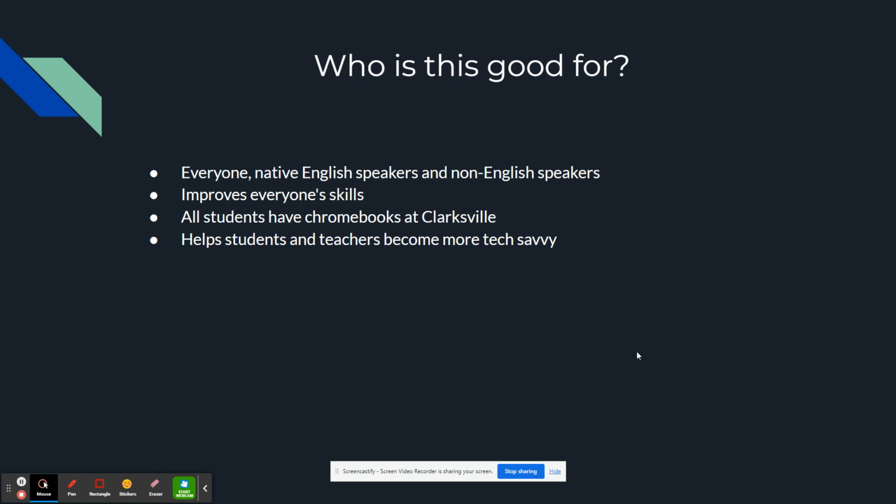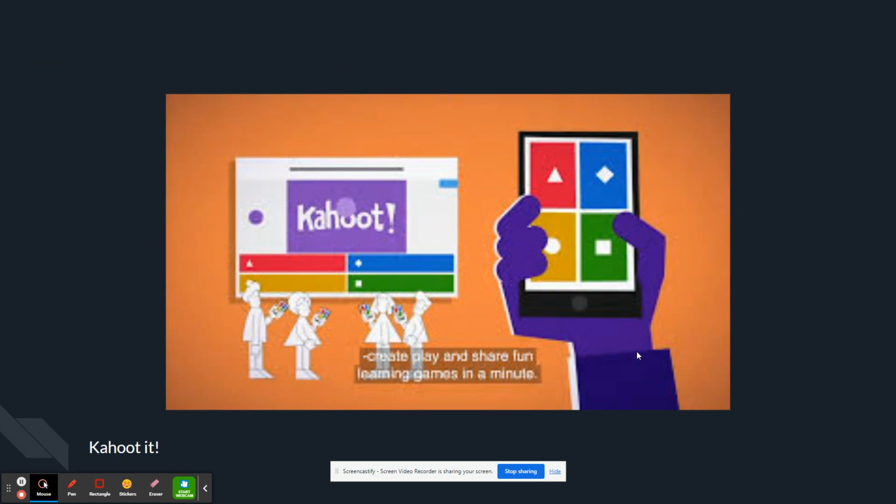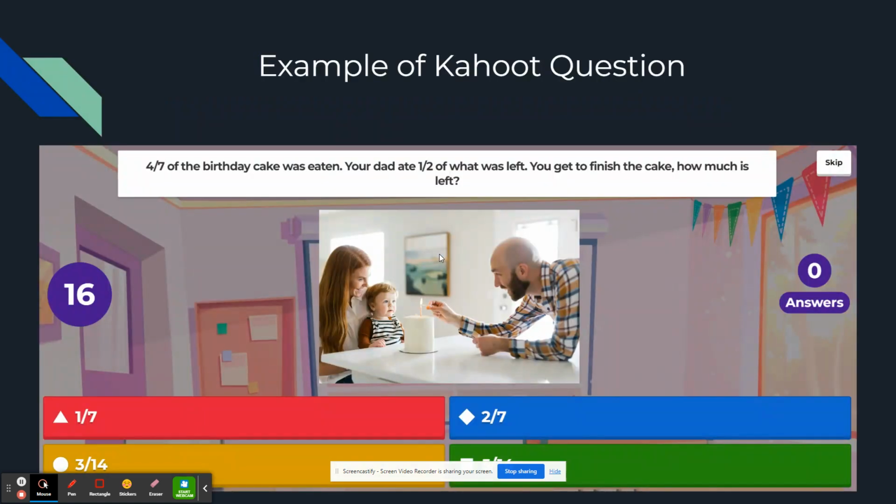Just easier for everyone. Now, the first one is Kahoot, and as you can see, they advertise themselves as a fun little quiz game. Now, here's an example of a question you can ask in math with Kahoot. Like, 4/7 of the birthday cake was eaten. Your dad ate half of what was left. You get to finish the cake.